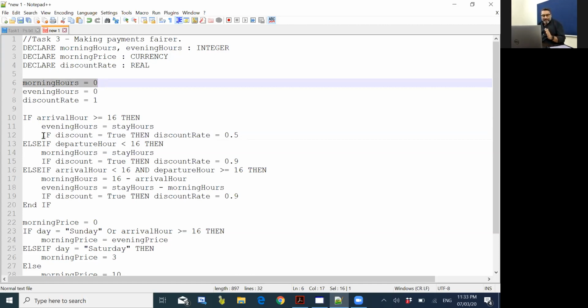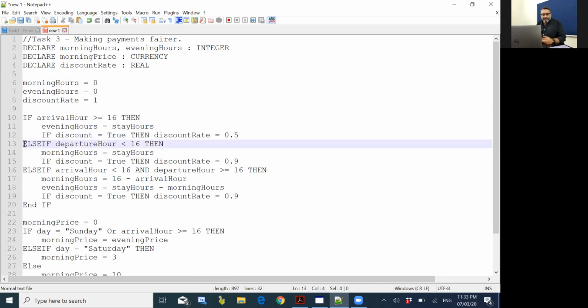So if discount, that was decided earlier, if it's true, then the discount rate will be 50%, because it is said that on any given day, the discount rate for evening is always 50%.